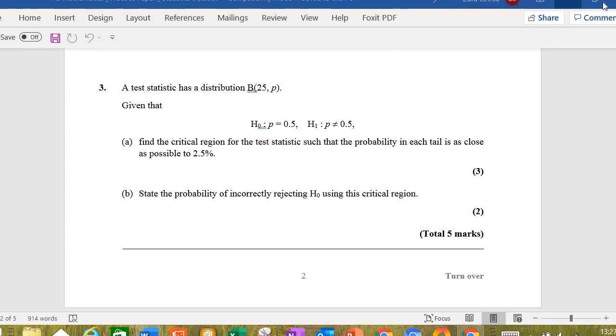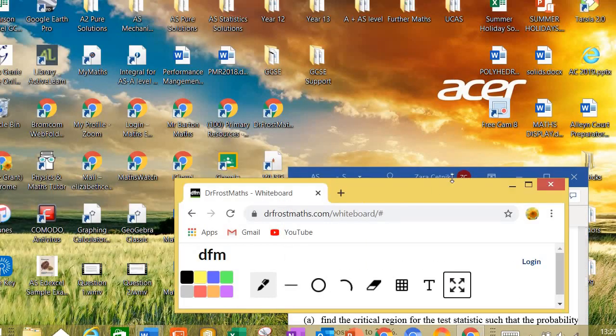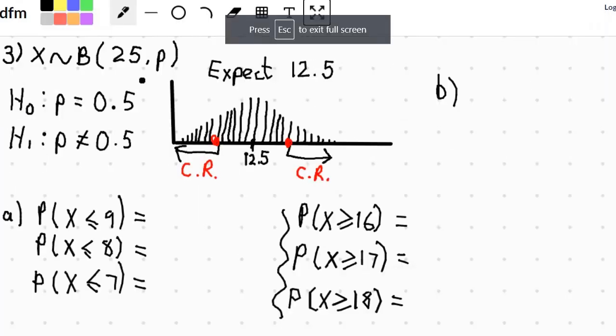Okay, so let me see if I can show you what we've just done. I've started it off for us. So we're given this information, weren't we? 25 trials, probability of success 0.5. We were told it was two-tailed, and we always get this lovely symmetrical distribution when p equals 0.5. So my critical regions will be the same sort of size in each tail. Remember, that only happens when p equals 0.5.